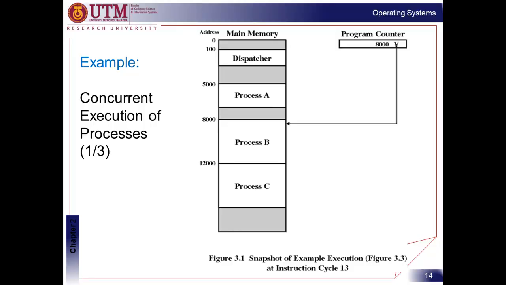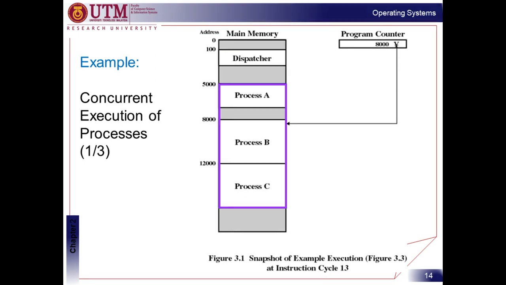We are learning about the dispatcher by looking at examples of concurrent execution of processes. Concurrent execution is a way of running multiple processes at the same time, which is essential for multitasking systems. In this example, the main memory is divided into different sections, each of which is assigned to a different part of the system or to a different process. The dispatcher is a very important part of the system that manages the execution of processes. It makes sure that each process gets a chance to run.